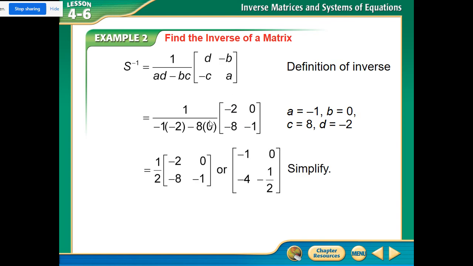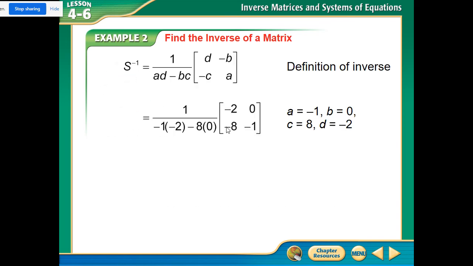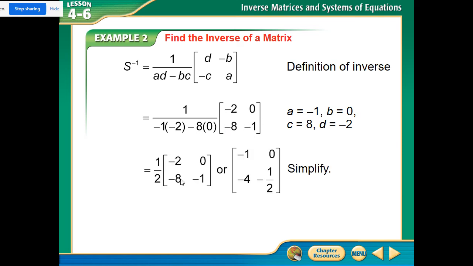A and D switch spots. So if we're going back to our original one, -2 comes up, -1 goes down, and these both become negative. Now, obviously, you can't have a -0, but you can have a -8. So we get -8, and then -2 and -1 switch spots, and the 0. Then we have the 1/2 in front, and we're going to distribute that. So when we multiply it, we get -1, 0, -4, and -1/2. Now notice you will tend to get a lot of fractions on these. That's just kind of how it goes. Inverses tend to do that.